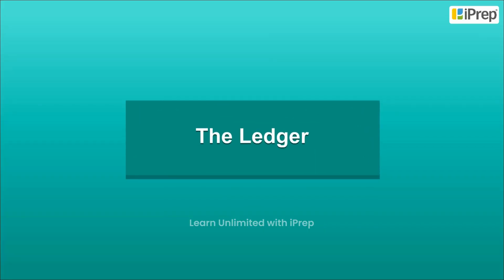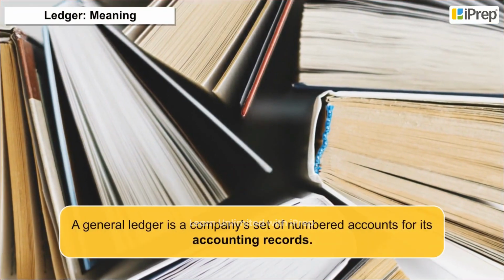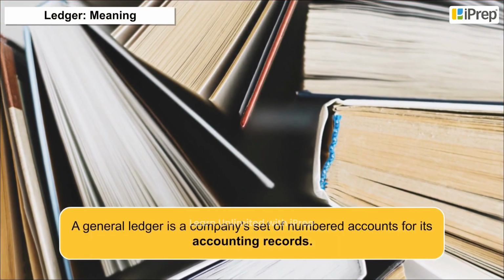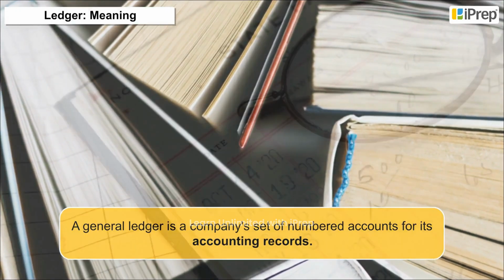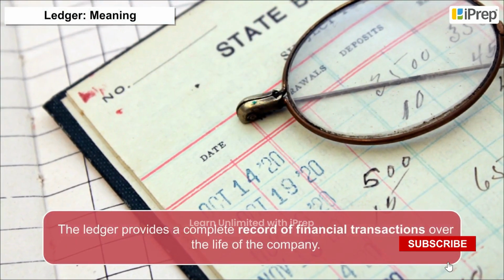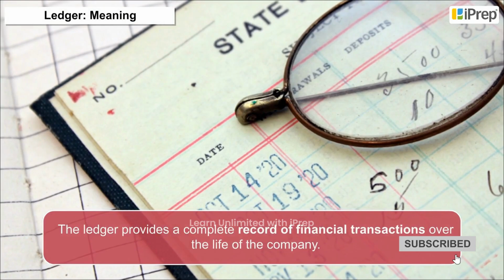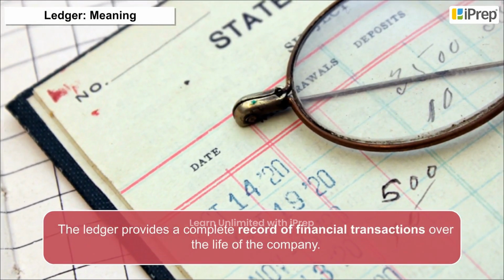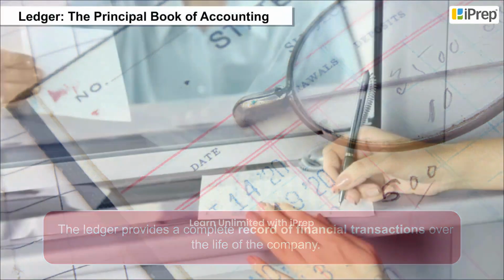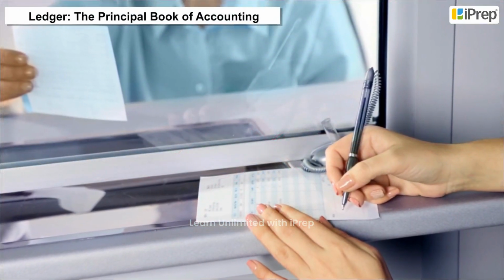The ledger. Meaning: a general ledger is a company's set of numbered accounts of its accounting records. The ledger provides a complete record of financial transactions over the life of the company. Ledger, the principal book of accounting.